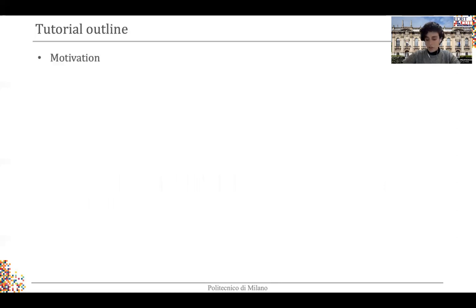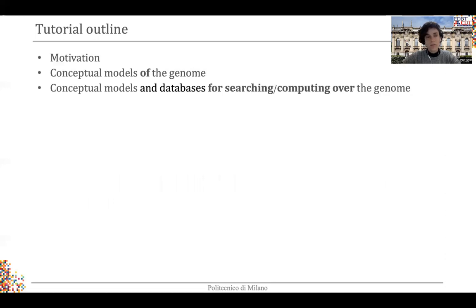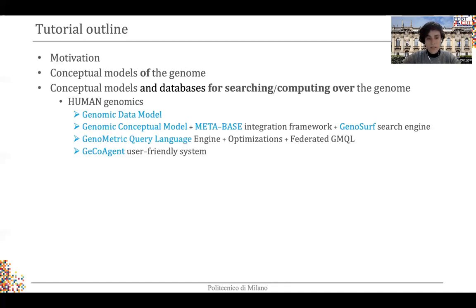We will start with a motivation for our tutorial, explaining how conceptual models can be used to describe the genome, but also how conceptual models can be used for designing databases that search and compute over the genome. We will do this on human genomics cases, which include the genomic data model, the genomic conceptual model with its integration framework, and the search engine, GenoSurf. We will see genometric query language engine with optimizations and the federated system, and also GECO agent, which is a user-friendly system that overcomes the technological barriers for biologists.